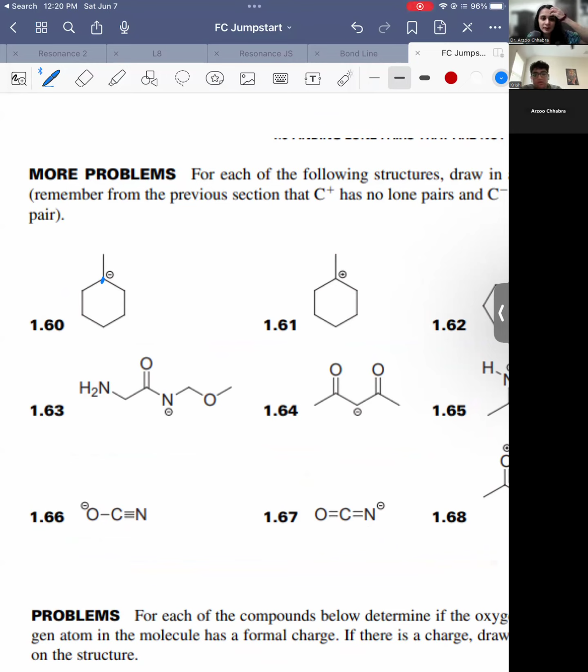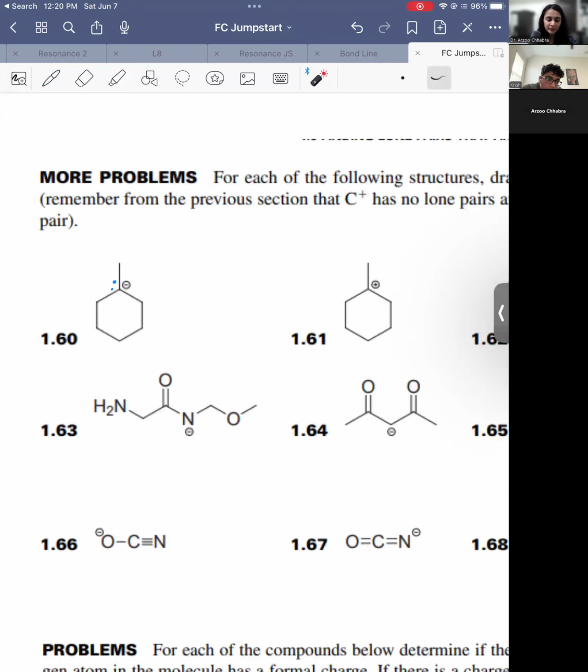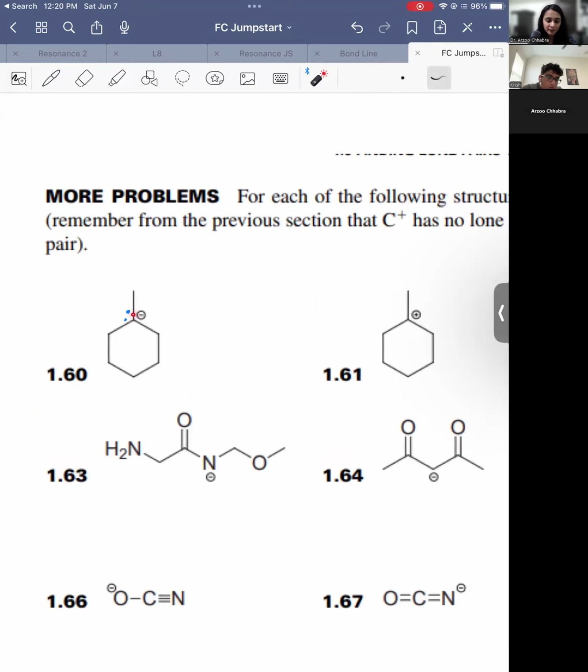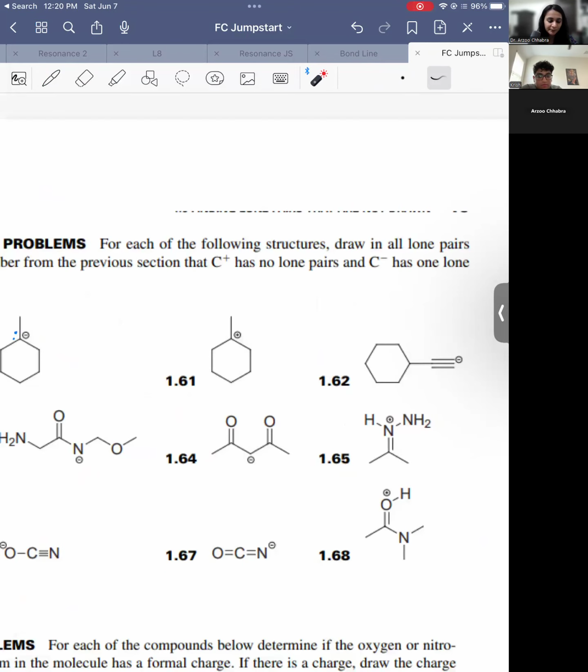And how would we go about that? So formal charge is -1. Carbon has 4 valence electrons and it has 3 bonds right now, so it has 1 missing lone pair. Yes. So there is a lone pair here, because in total it should have 5 valence electrons. So it has 1, 2, 3 shared in the 3 bonds, and then 4 and 5. All right, great. What about 1.61?